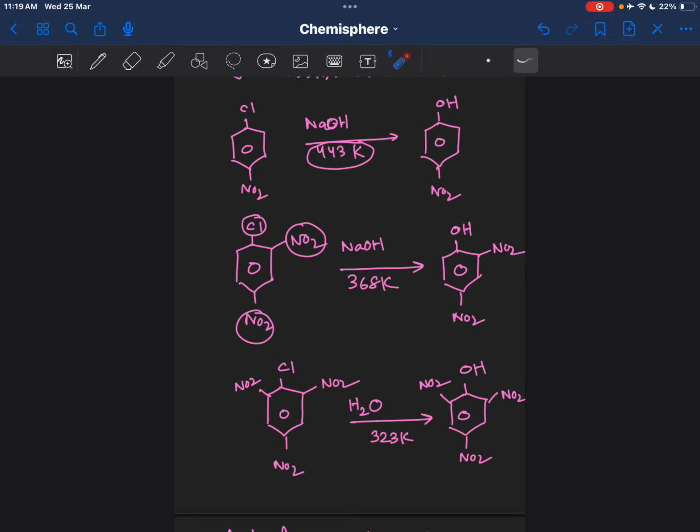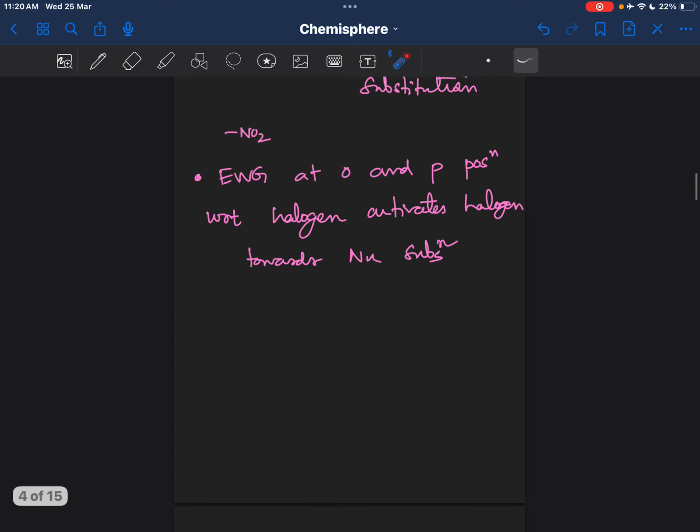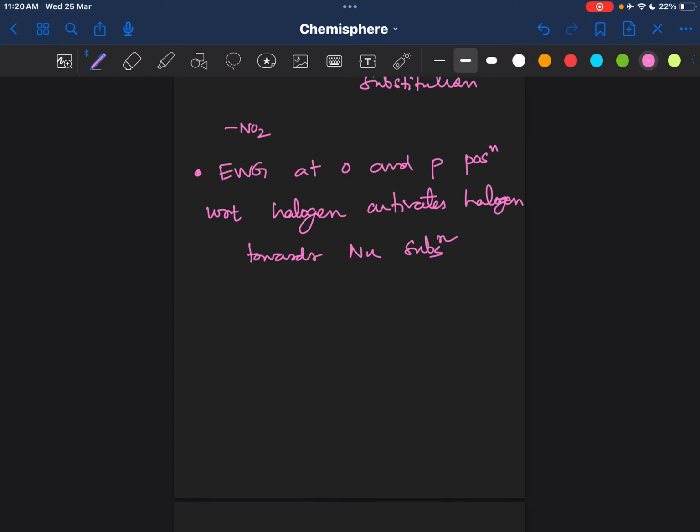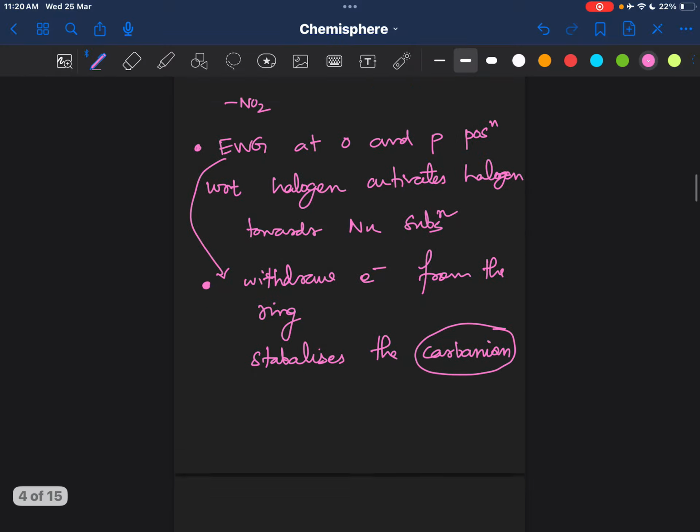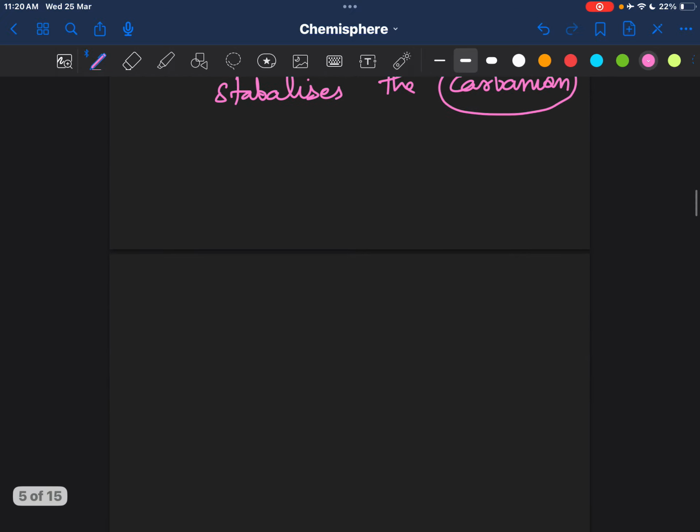Okay, so we'll see which carbanion we are talking about. So we should write it down that these groups withdraw electrons from the ring and also stabilize the carbanion. Okay, so let us see some resonance diagrams.